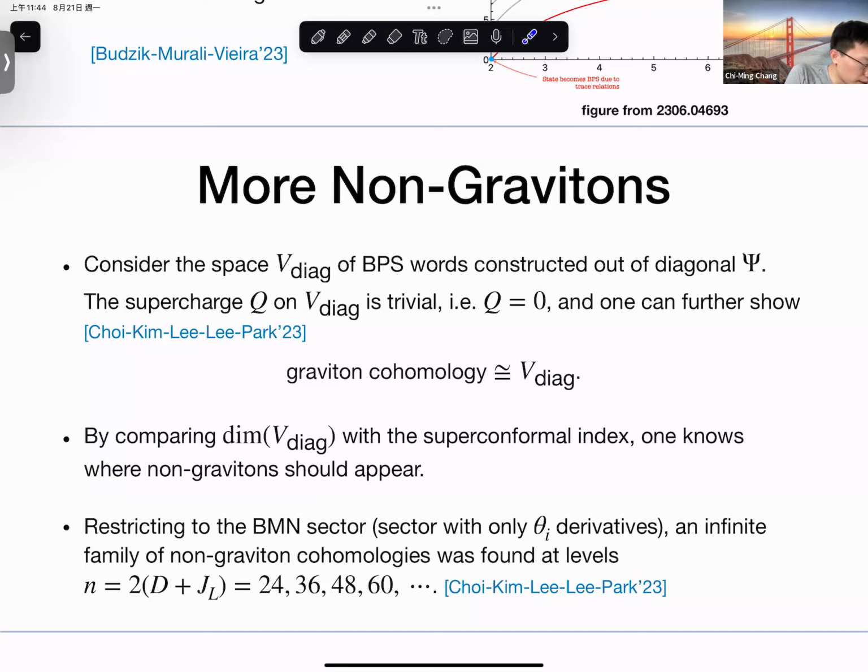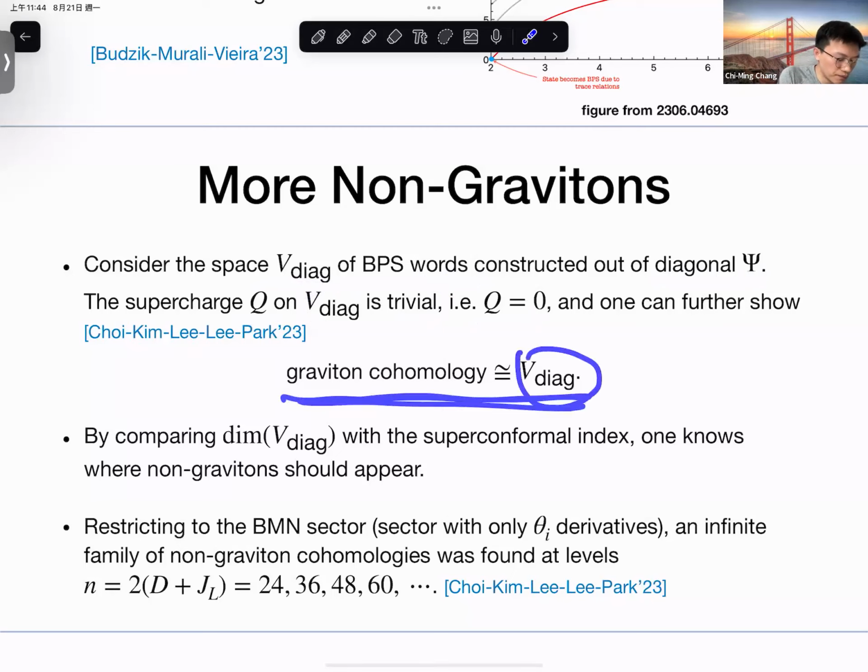You can consider the space of BPS words constructed out of diagonal psi. In that case, if you work with diagonal psi, then the Q acting on this space is trivial, Q equals 0, because Q acting on psi gives you psi squared. Psi squared actually means the anti-commutator of psi, and if you have diagonal psi, then the anti-commutator vanishes. You can actually further argue that the graviton cohomology is isomorphic to the space of this V diagonal.